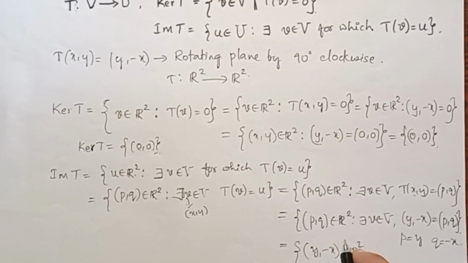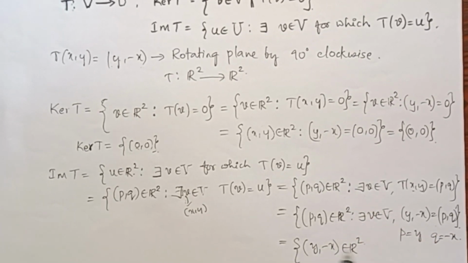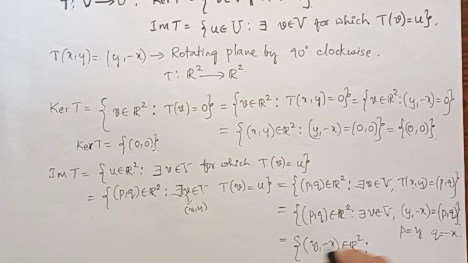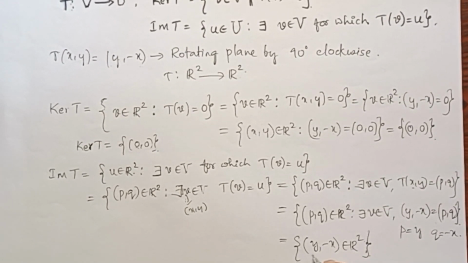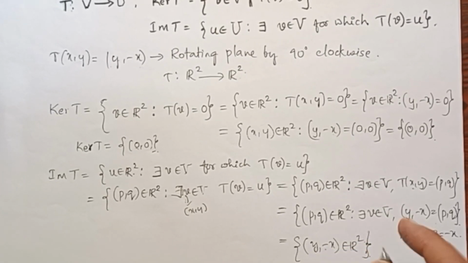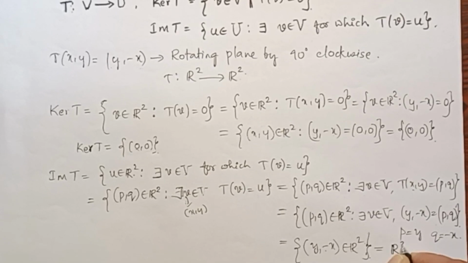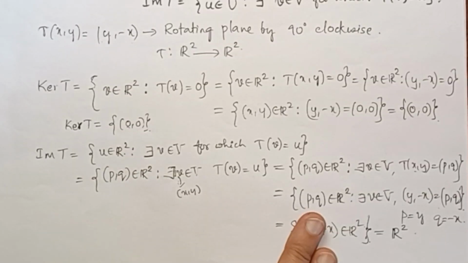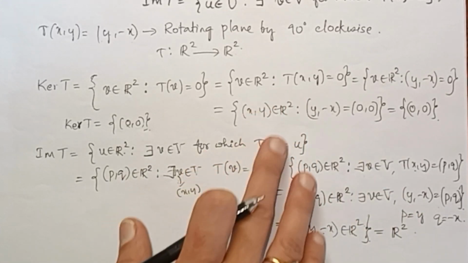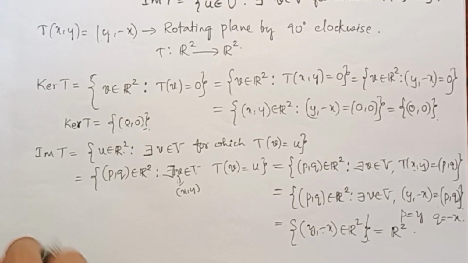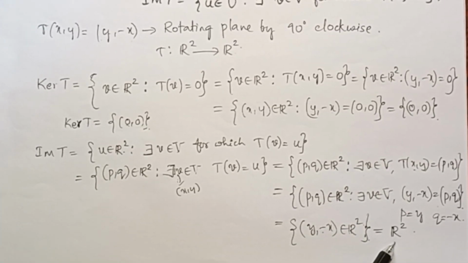All those vectors (y, -x). The image is of the form (y, -x) belongs to R². So the image contains all those vectors from R² which are of the form (y, -x). This is nothing but the whole space R². The image of this transformation is the whole space R². This means that every element of R² has a pre-image in R² under the transformation T. Hence you will get the image of this transformation as the whole space R².